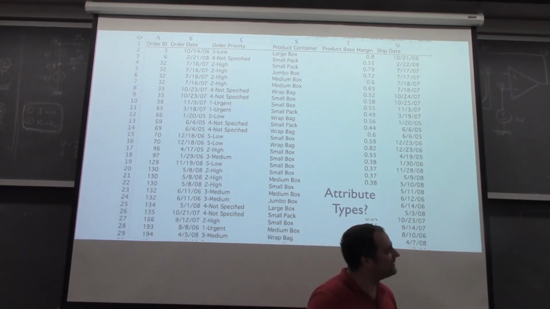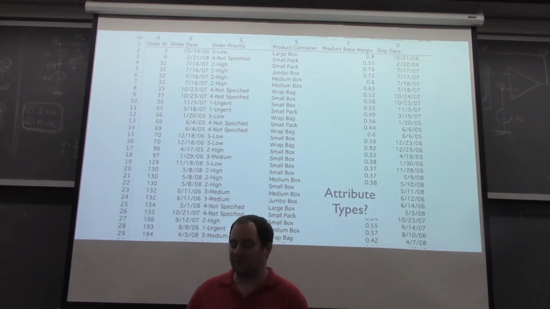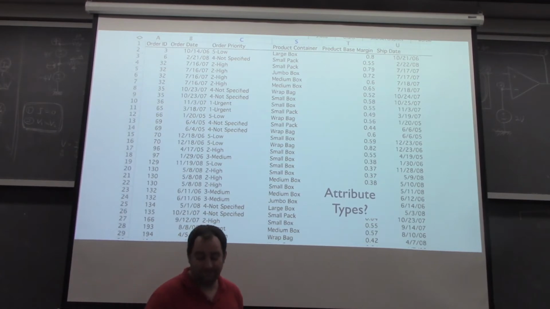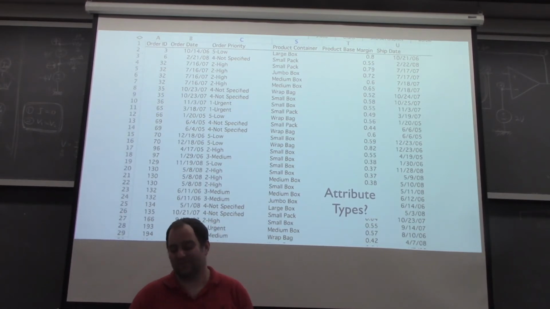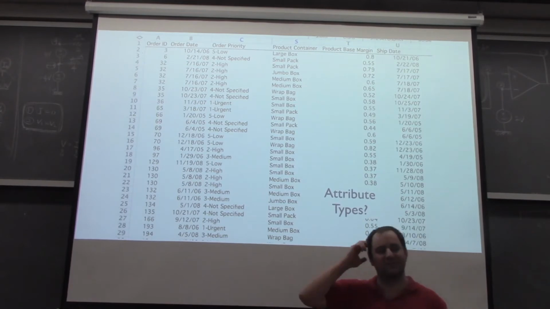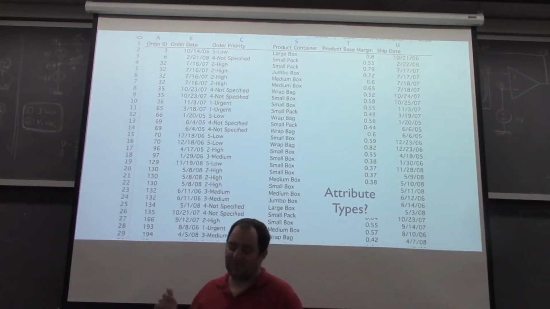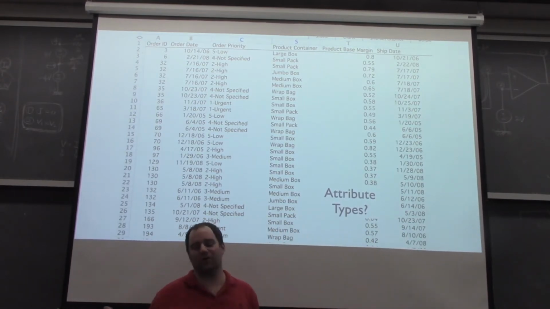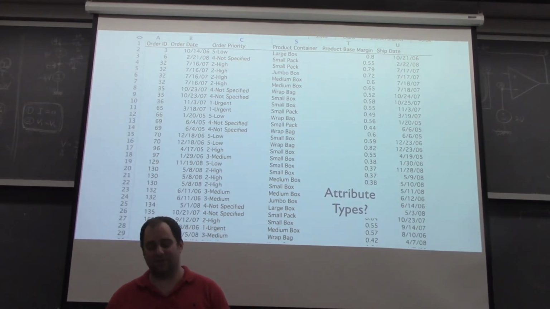Interval? Yeah, that's correct. What's order priority? Ordinal, yes. Product container. Categorical here. Any other opinions? So you could make an argument that it's either categorical or ordinal, right? Depending on how you think about it.